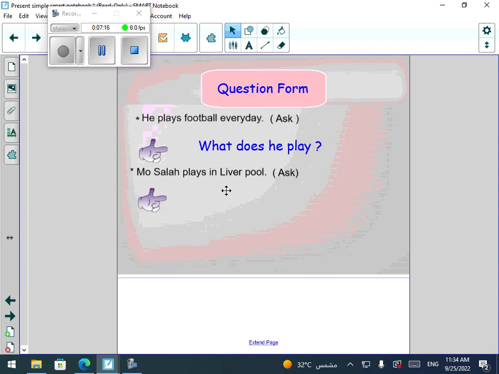Where does Mo Salah play or plays? Excellent, it's gonna be play, because in the question I'm gonna add the infinitive form in present simple. Where does Mo Salah play?